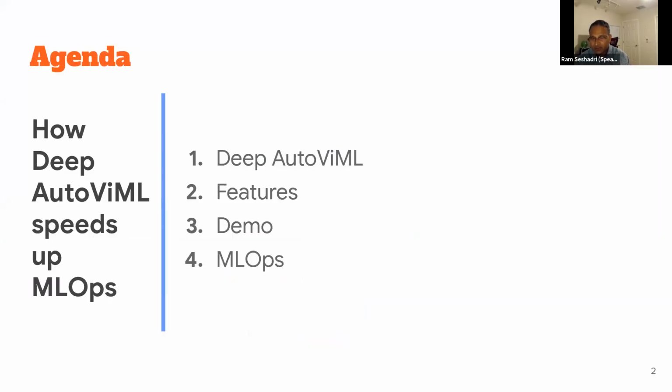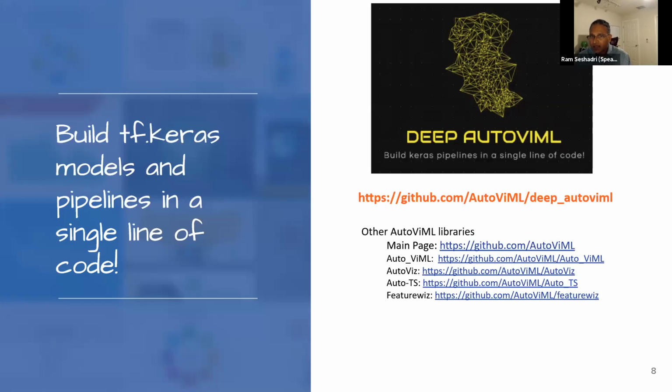So let's dive into what Deep AutoViML is and what its features are. I'll do some demos, and then I'll give you a little intro to how you can use Deep AutoViML in your own organization or enterprise to build machine learning ops workflows. So what's the design goal of Deep AutoViML? It's to build TF.Keras models and pipelines in a single line of code.